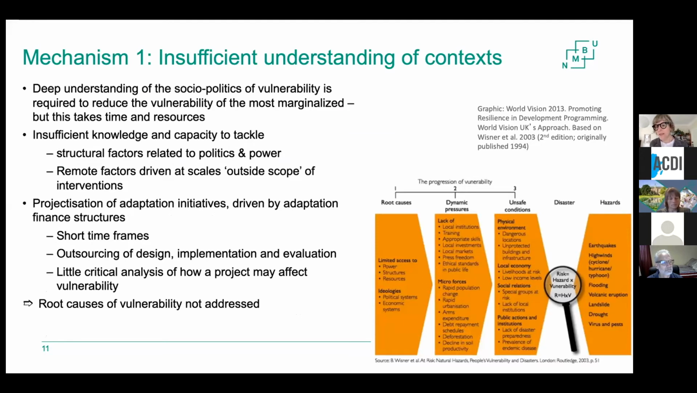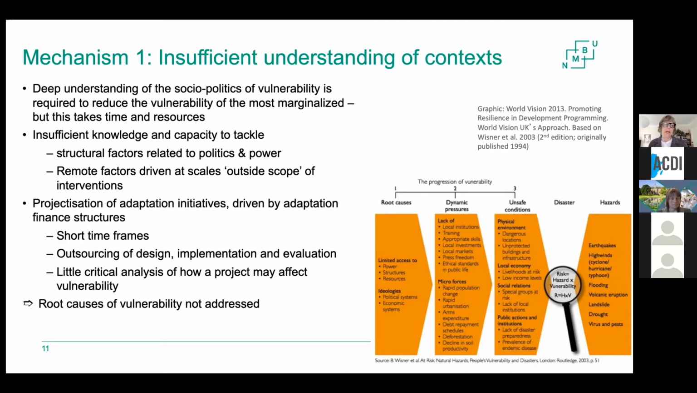If you look at the pressure and release model, which is quite old now, from 1994, the idea is that hazards interact with vulnerability, and that is where we're looking at the disaster or the risk. But actually there are multiple layers of vulnerability, and it progresses from root causes through dynamic pressures and unsafe conditions, and at every step of the way, the root causes are essentially amplified and create vulnerability. This means that if you don't really understand what the root causes are, and you're only coming to address maybe the impacts of climate change, then you're likely not to see this progression being eliminated, and you're likely to see this model remain there.